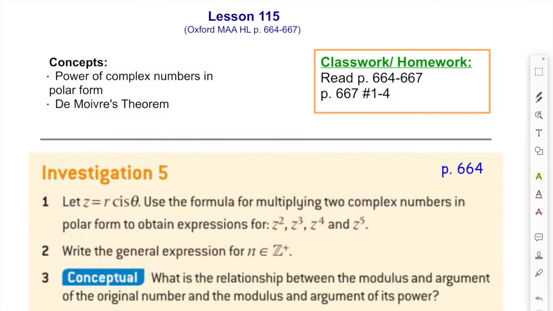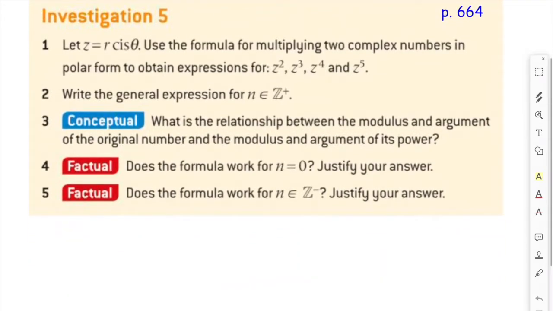Okay, so let's take a look at investigation number 5. You're going to let z be r cis theta, and use the formula for multiplying two complex numbers in polar form to obtain expressions for z squared, z cubed, z to the power 4, and z to the power 5. You will then generalize the pattern and answer the conceptual and factual questions below. So pause the video or fast forward, and after you're done investigating, check your answers.